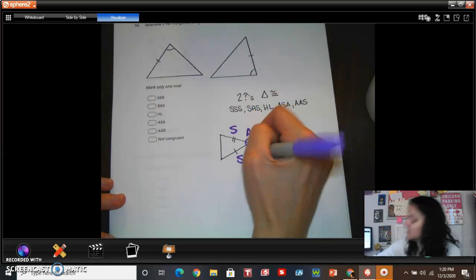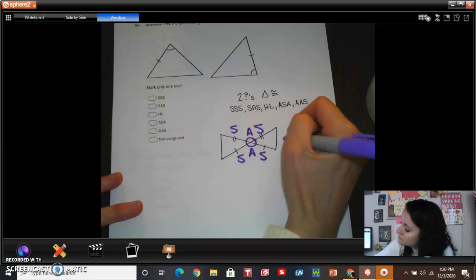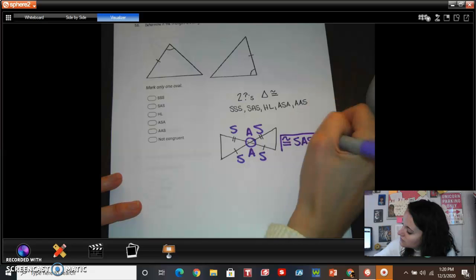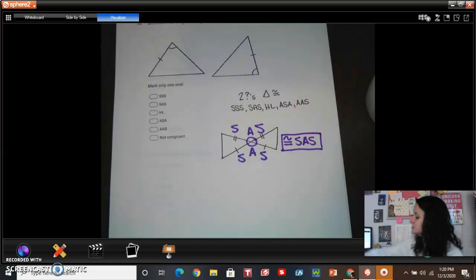So now we just have to read it. And what are our triangles telling us? Why, they're telling us it is congruent by side, angle, side. Literally says it.